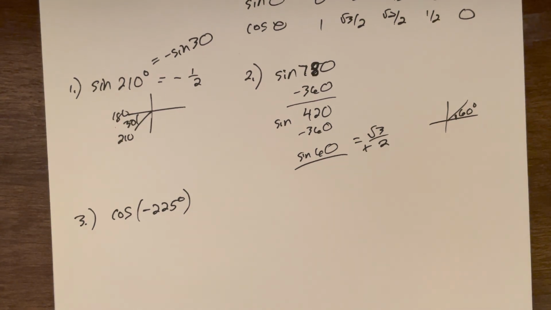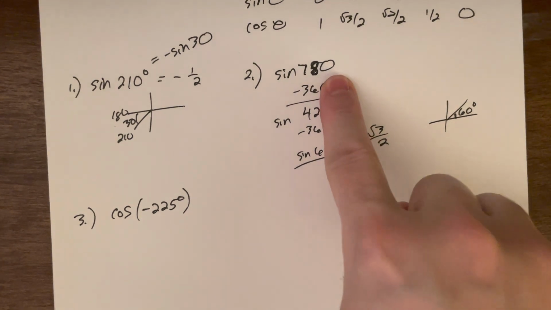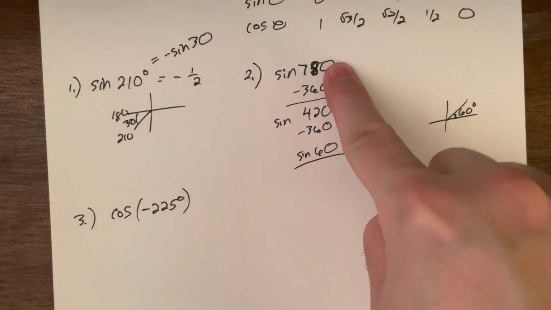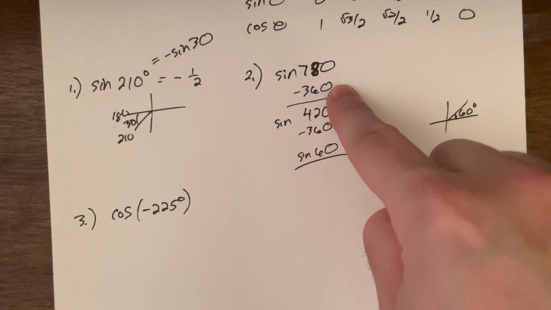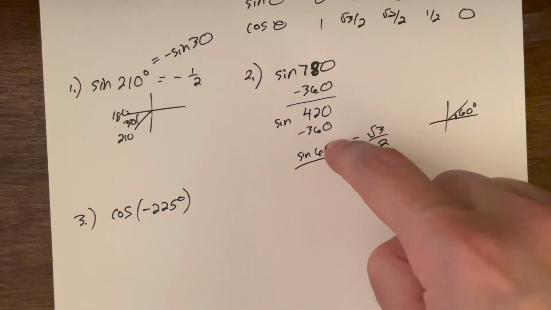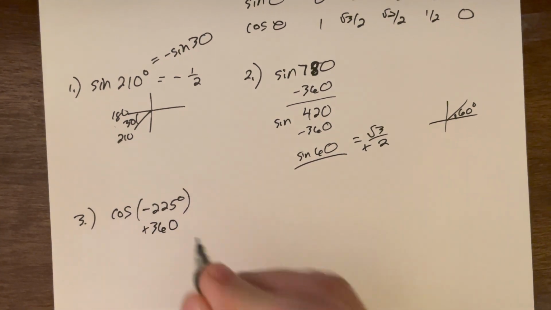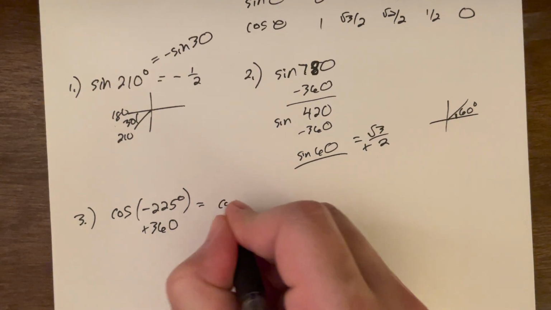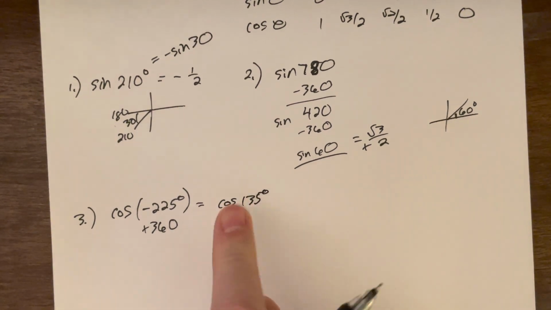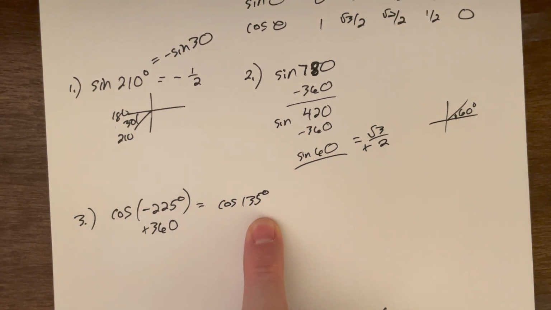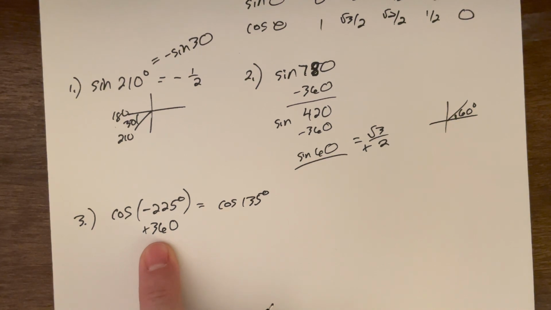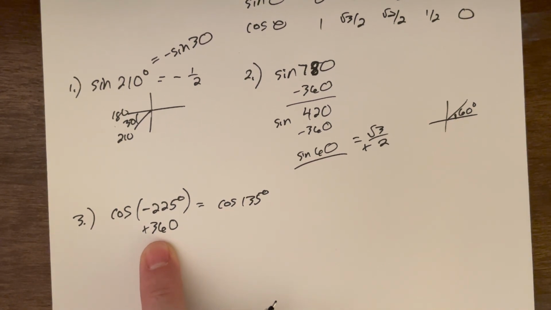Well, negative 225. Pretty much the same situation we had here. This angle was too big, so we subtracted 360, and one time didn't do it, so we did it a second time until we got a nice angle. Here, this angle is too small because it's negative, so I'll add 360 to it, and I'll get 135. Now, I only had to add once here. Maybe we have to add twice just to get into that nice 0 to 360 degree window.